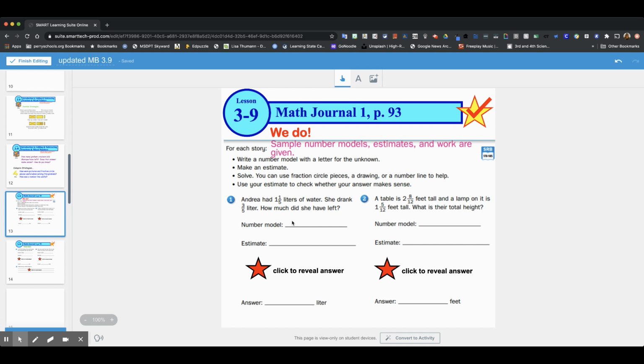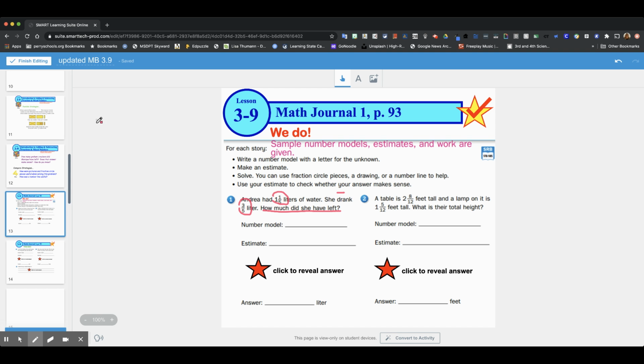Number 1, Andrea had 1 1/5 liters of water. She drank 3/5 liter. How much did she have left? So we're going to create a number model, an estimate, and then solve. So I'm looking at this and I see that she had, and then she drank. So I know when I have a glass of water and I drink it, the water goes away. So to me, that's telling me it's going to be a subtraction problem. Okay, so I'm seeing 1 1/5 minus 3/5, and I see this. How much did she have left? So I'm gonna do 1 1/5 minus 3/5.